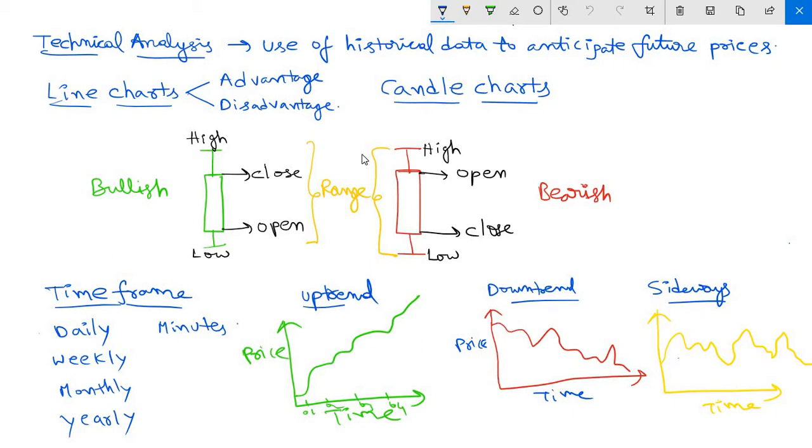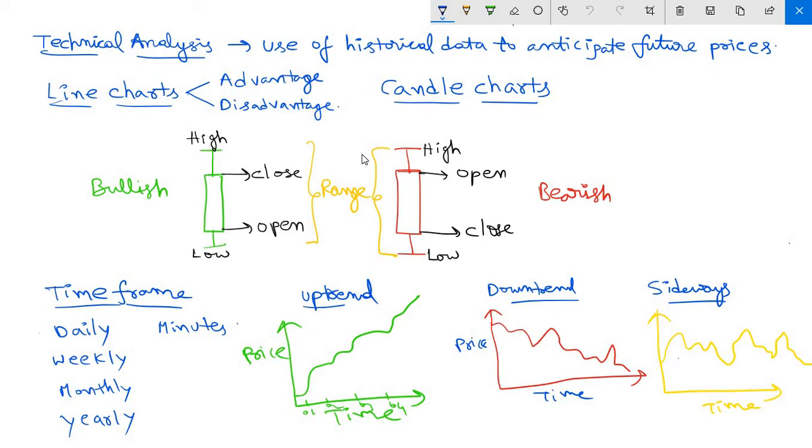So what is a line chart? Here I have given you three examples of line charts. Line charts are simple; you might have seen this in many cases. It's just how the stock price is moving over time. It's that simple. Whether it is going downwards, sideways or in an uptrend, we'll see what an uptrend, downtrend and sideways are. But this is what a line chart gives you.